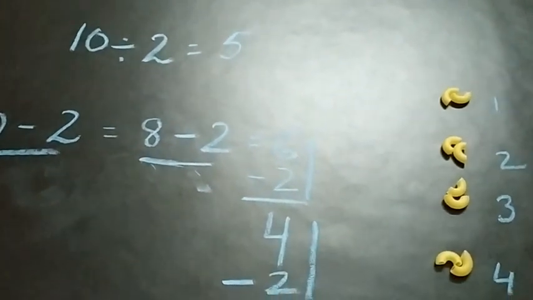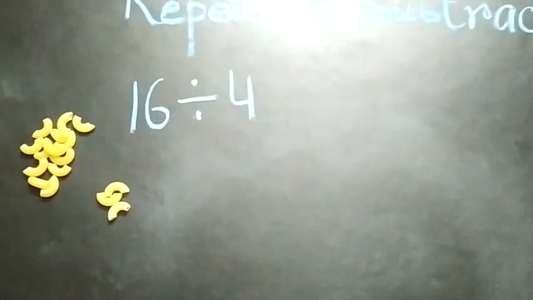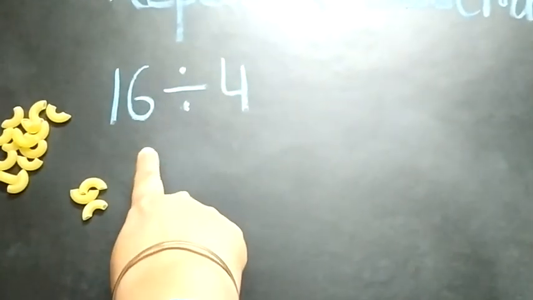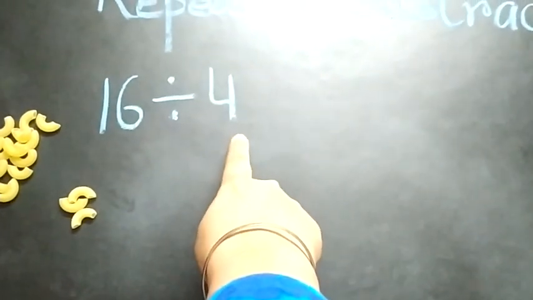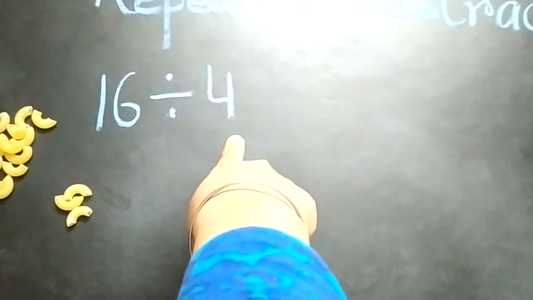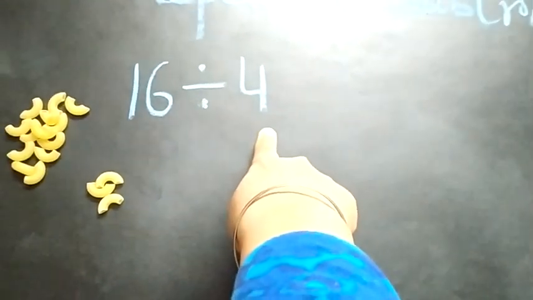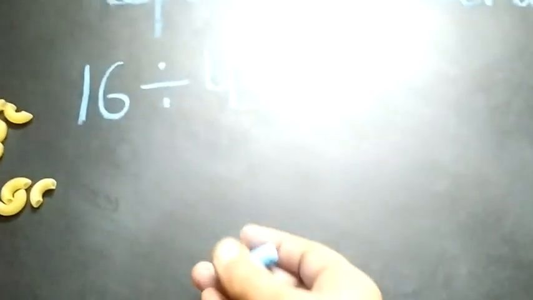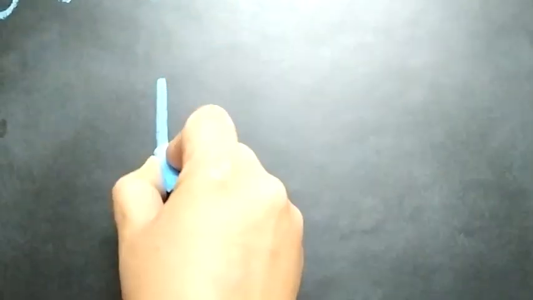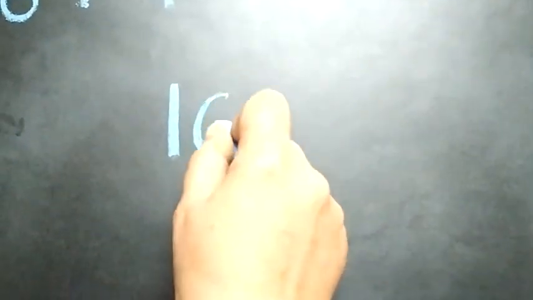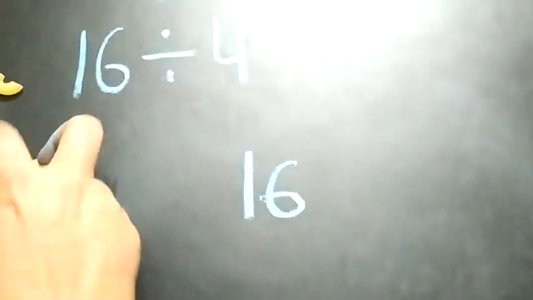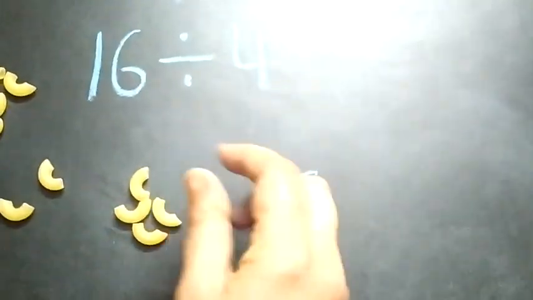Let's take one more example. So here I have 16 candies and I have to distribute 4 candies to each friend. Okay, let's see how we will do it using the subtraction method. So first of all, we'll write it like this: 16 toffee candies we have. Then we are giving 4 candies to one friend. So we have subtracted 4. Now we are left with only how many?